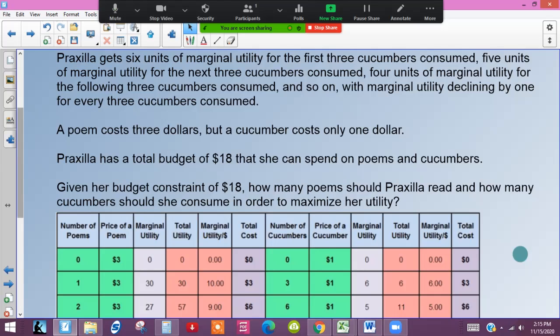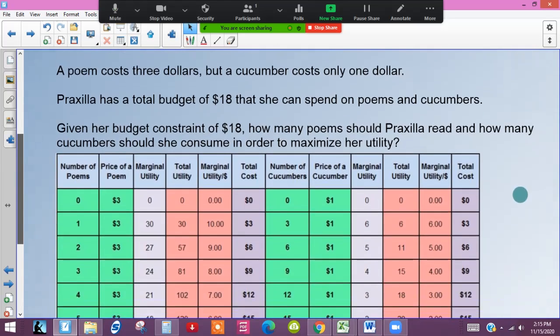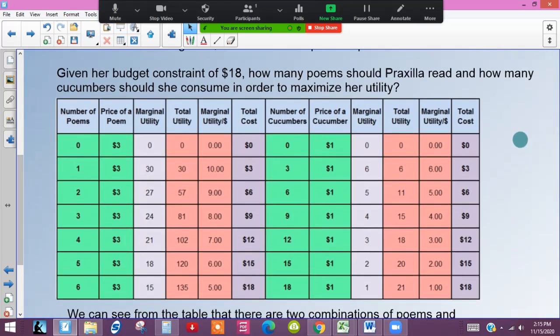So let me just scroll down here. So I've got a table here. So we'll start with a poem. So we've got the number of a poem, 0 through 6, the price of a poem right here, which is $3, and then the marginal utility, what she gains in utils, or you could say units of marginal utility, with each additional poem that she reads.